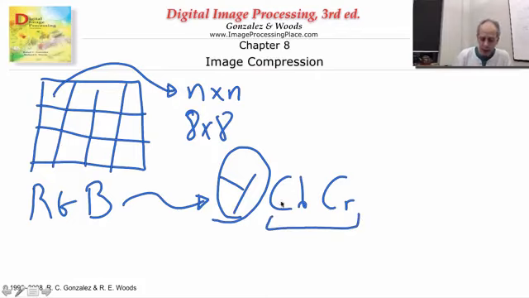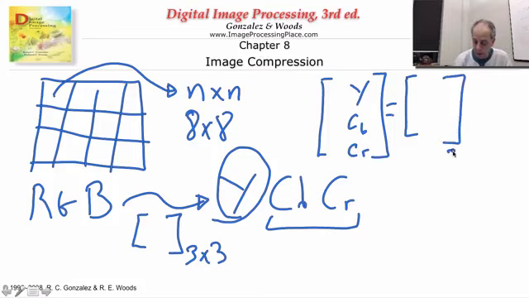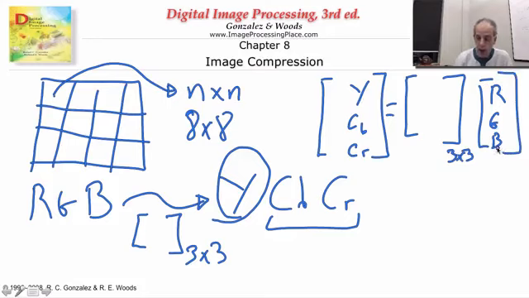Okay? And this is a very simple transform. This is actually done by a 3 by 3 matrix. So you basically are going to have your Y, Cb, Cr as a column. You have a 3 by 3 matrix here, and you have your RGB values. So the Y is a linear combination of the RGB, the Cb is a linear combination, and the Cr another. And this matrix is invertible. So once you decode the YCbCr, you multiply by the inverse of this matrix and you get back the RGB.